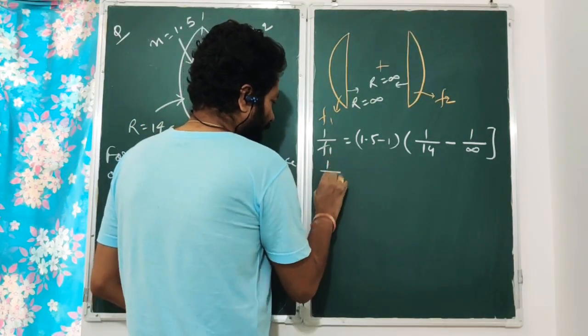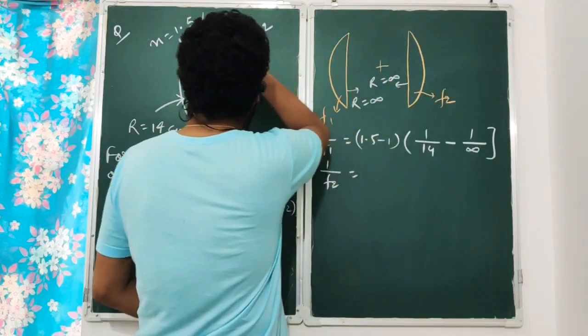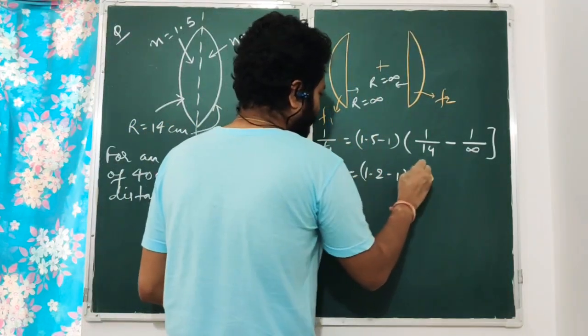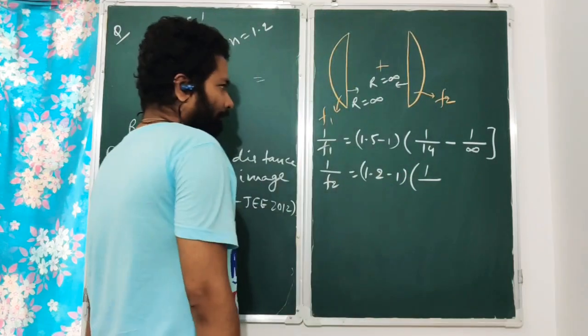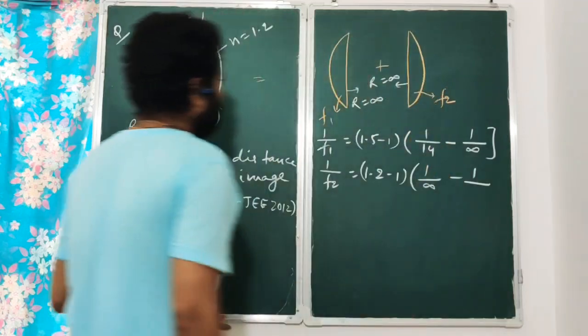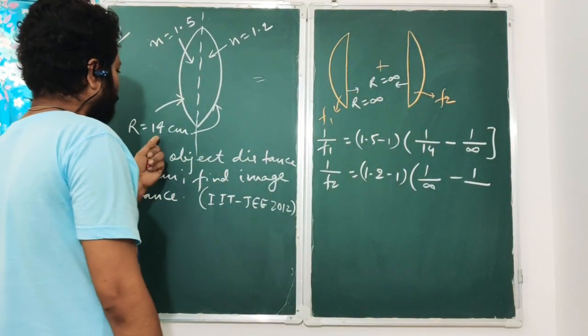And what will be 1 by f2? It will be equal to the focal length of the second part. Refractive index is 1.2 minus 1, into 1 by infinity minus 1 by r2. So minus of 14.